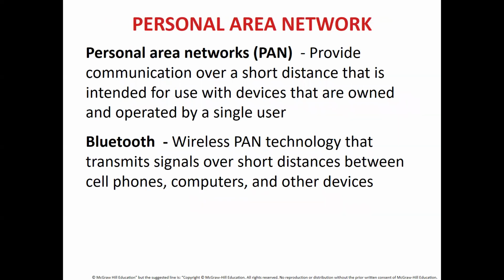Now, PAN, personal area networks, we've talked about it. Bluetooth is a wireless PAN technology that transmits signals over short distances between cell phones, computers, and other devices. I'm sure all of you know what Bluetooth is. Basically, it uses wireless technology, but over a very short distance. When I say short distance, you're looking at about 3 to 5 meters, sometimes a bit less or a bit more depending on the type and ability of the device that you have.